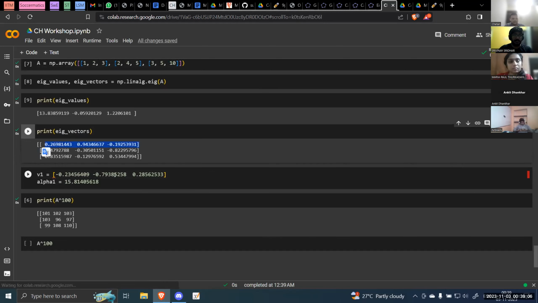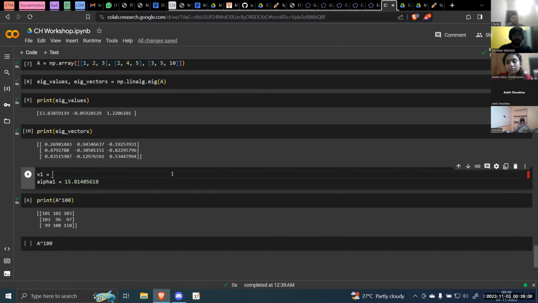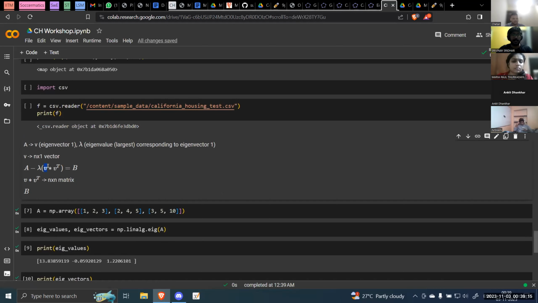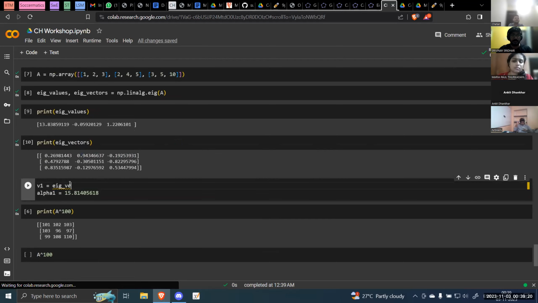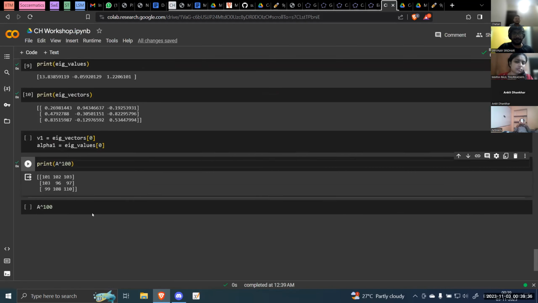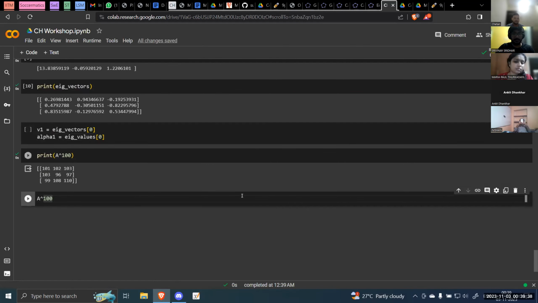What were you doing with this v1 and alpha 1? I didn't understand this one. This is what we wanted to do, right? We wanted to take the first eigenvector, we wanted to take lambda. Here the function has already given us all the eigenvectors. That will make sense when we manually calculate one of the eigenvectors, then remove that from the matrix, then do the same algorithm once again for that. Okay, that will make sense then.